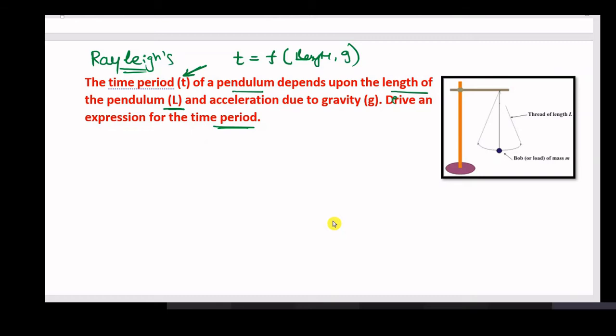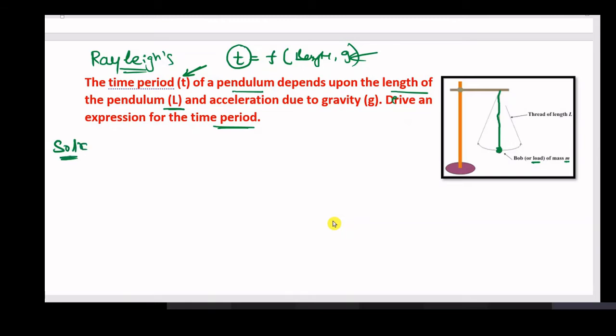So they have taken one pendulum. L is the length and the mass of this ball, the load, is m. So whenever you consider m at a certain height, acceleration due to gravity will come into the picture. Now we'll derive the expression for the time period T for this pendulum using Rayleigh method. First, I will write the solution.